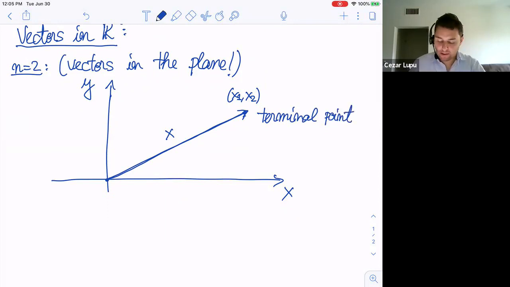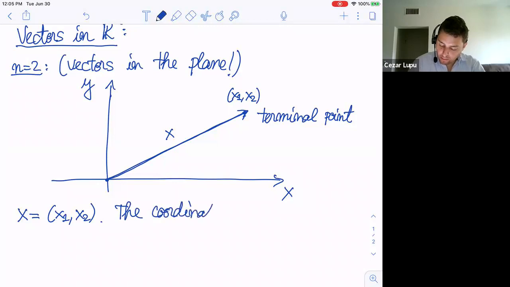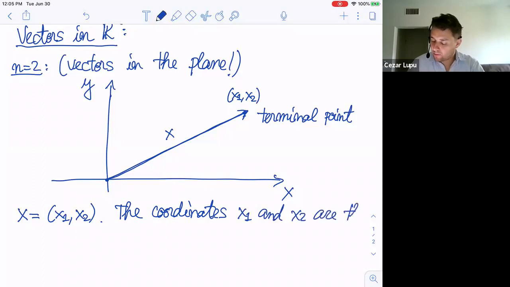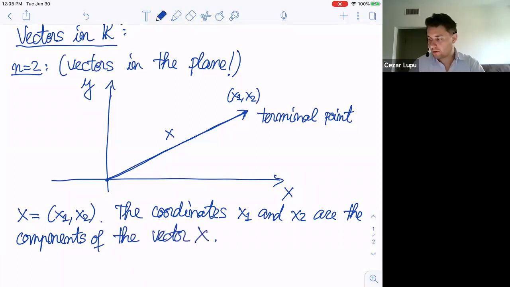Okay, so this is the x-axis and the y-axis. So this is the vector. That is, we can write this vector x using its coordinates x1 and x2. So we say that these coordinates x1 and x2 are the components of the vector x. Okay.